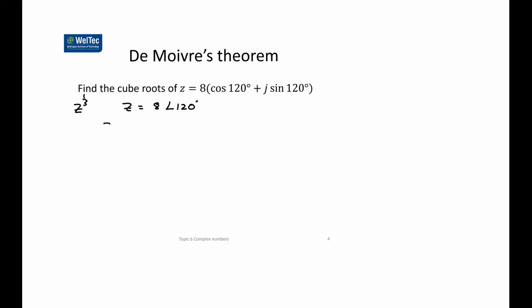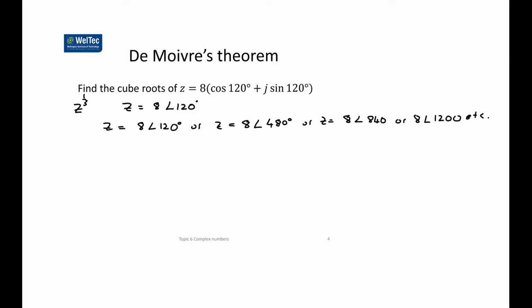So we could write that z was equal to 8 angle 120, or z equals 8 angle, 1 revolution plus 120, so that would be 480, or z equals 2 revolutions plus 120, or 4 revolutions plus 120, and so on. Okay, let's have a look at that.